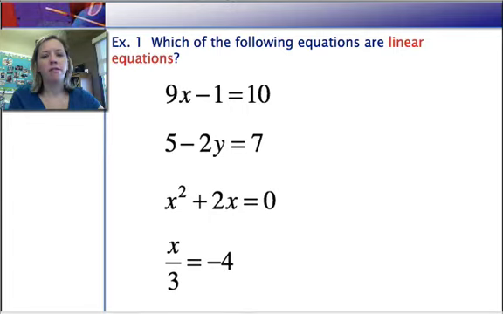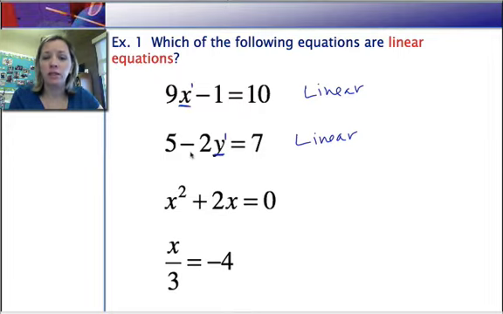Okay? So in the first one, we have 9x minus 1 equals 10. So we look at the variable. There's only one variable. It's x. It's getting raised to the first power. So yes, this guy is a linear equation. In the second equation, we have 5 minus 2y equals 7. So my variable is y. It is getting raised to the first power. There's no other variables, no other exponents, so this is also linear. It doesn't matter that it's a different variable. Doesn't matter that a constant came first. This guy's still linear.